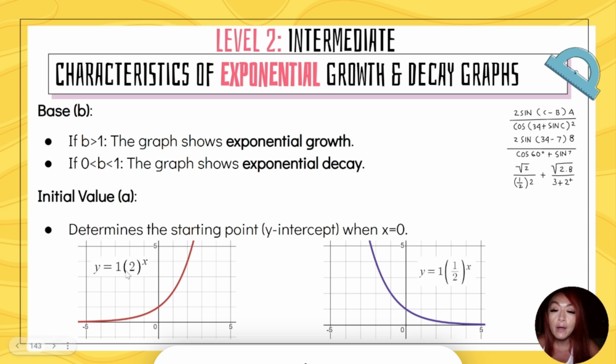So notice how the b value is positive 2. So our graph is going up, it's growing, it's showing exponential growth. And here the b value is 1/2. 1/2 is between 0 and 1. So this graph is showing exponential decay. And your initial value, that's your y-intercept.